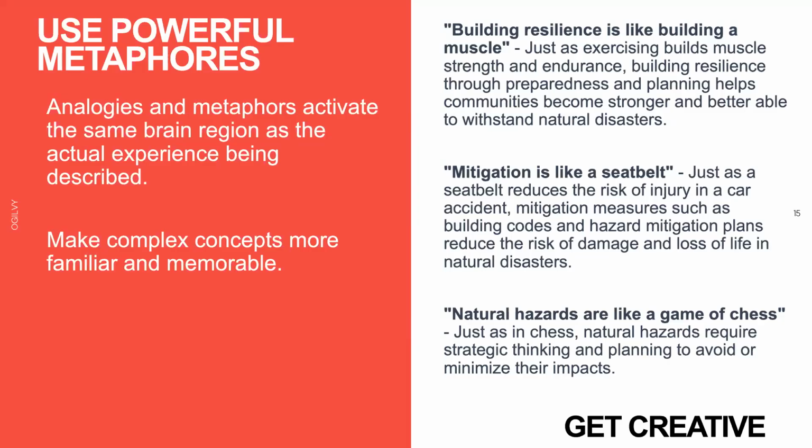Could we compare building resilience to building a muscle? Is there an opportunity where we talk about mitigation as like a seatbelt? Just as seatbelts reduce the risk of injury in a car accident, mitigation measures such as building codes and hazard mitigation plans reduce that risk of damage and loss in natural disasters. And, given the popularity of Queen's Gambit and other things, I even like this one, right? So natural hazards are like a game of chess. So just as in chess, natural hazards require strategic thinking and planning to avoid or minimize their impacts.